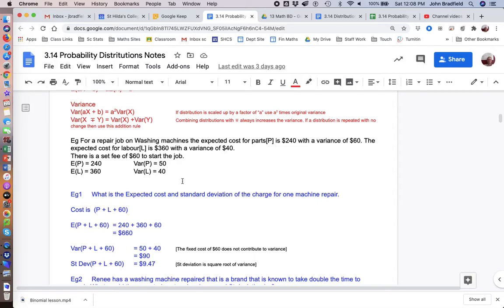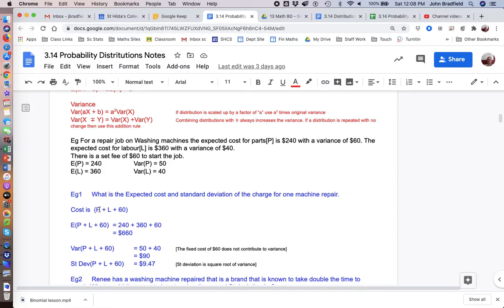So, a practical example, and these facts hold true for all three. Say we've got a repair job for washing machines. The expected cost for parts is $240 with a variance of $50. The expected cost for labour is about $360 with a variance of $40. And there's a setup fee of $60 for the job. So we've listed the keys: the expected for parts, the expected for labour, the variance for parts, the variance for labour. I could add a standard deviation, but we'll deal with that at the end. So what is the expected cost and the standard deviation of the charge for one machine repair?